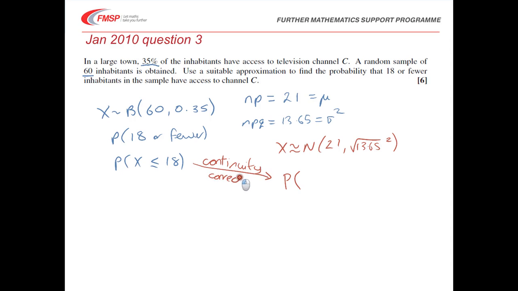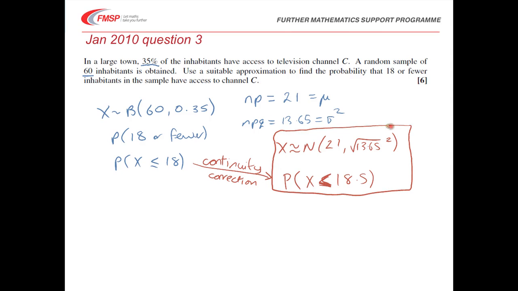And it's understanding that 18 now has a width. So 18 could, in theory, be any value up to 18.5. So we're actually looking now at this situation. Okay, so we need to use the normal distribution tables to do this, and we do this by standardizing.